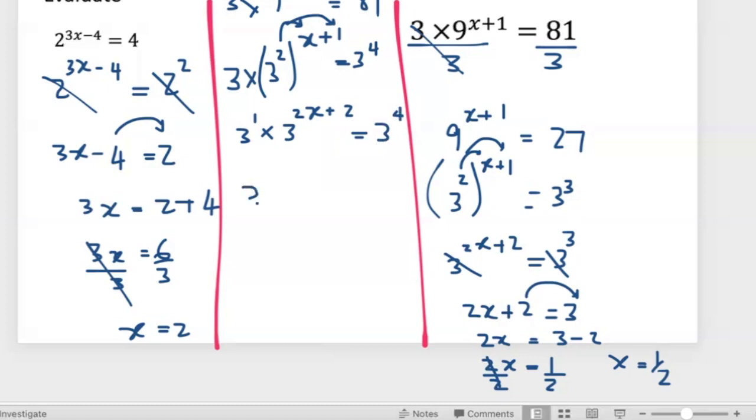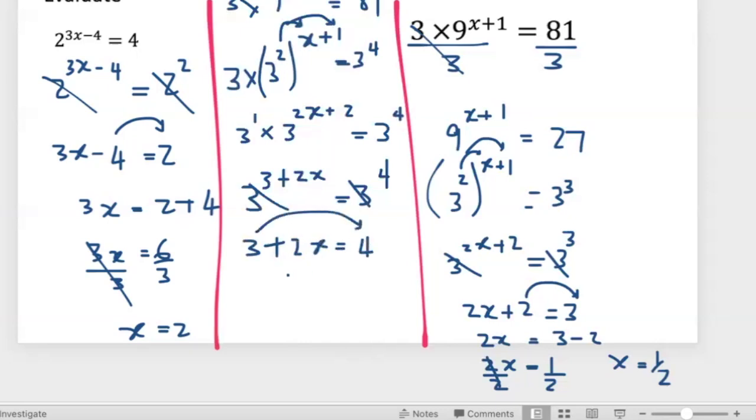So write the base once and add 1 plus 2, that's 3. So this is 3 plus 2x equal 3 to the 4th. So you drop the base and equate the powers to be equal. So you have 3 plus 2x equal 4. Then carry the 3 over. So I have 2x equal 4 take away 3. So 4 take away 3 is 1. So I have this to be 1. And then divide by 2. So x equal a half.